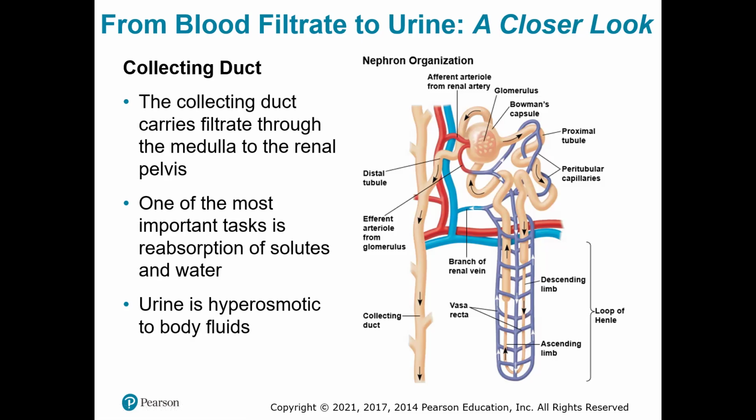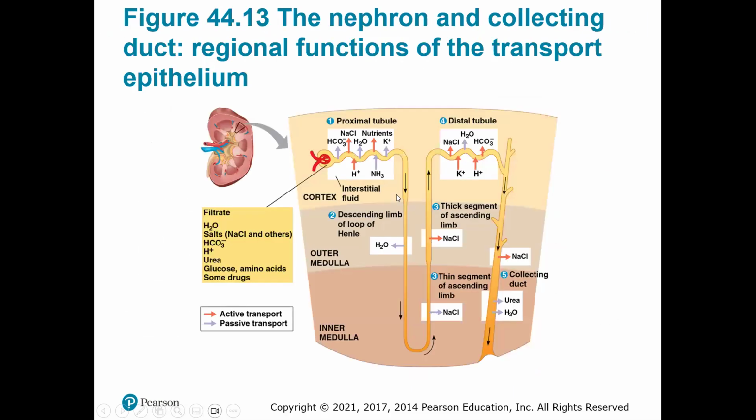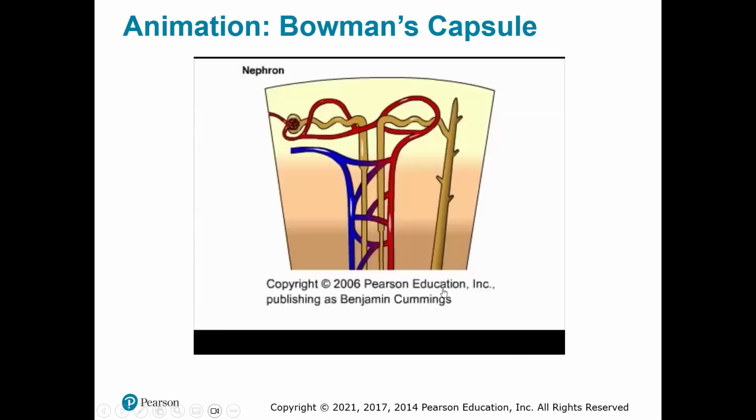So, anyway, the interesting thing about urine is that it is hyperosmotic to body fluids. In other words, it has a higher concentration compared to normal body fluids. So, this is just kind of showing you what's going on. Again, if it's going into the tubule, that means it is being secreted. If it is leaving the tubule, that means it's going into the bloodstream and being reabsorbed. Now, let's go ahead and watch this video here.